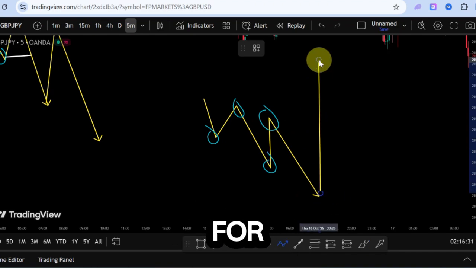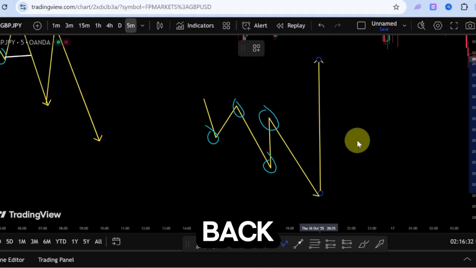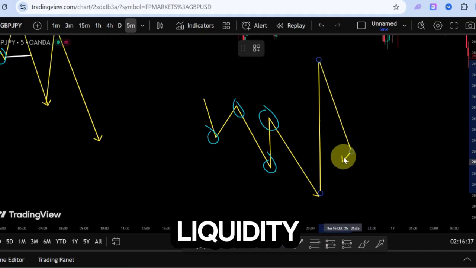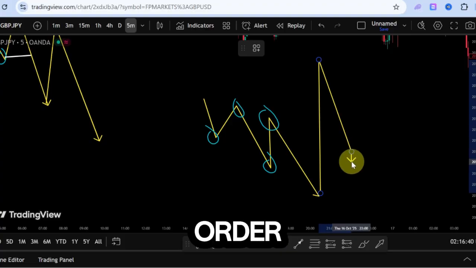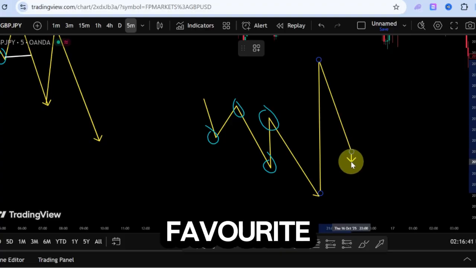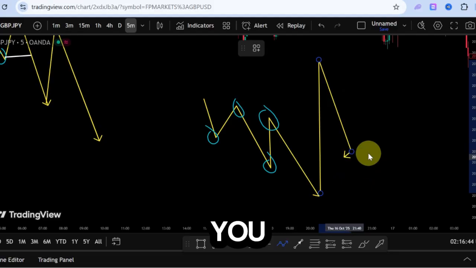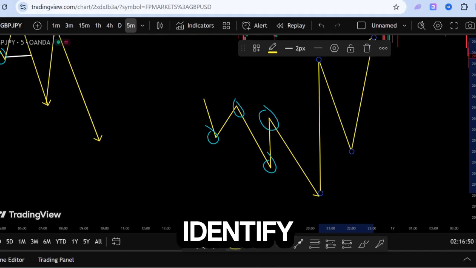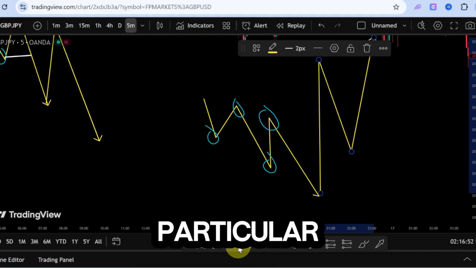Also, all we need to do is wait for price to retrace back into this internal range and grab this internal liquidity, either in an order block or in a fair value gap. And from this particular place, you can decide to buy. Understand? So, right, I'm going to go into the chart. I'm going to show you guys how to identify this particular structure.